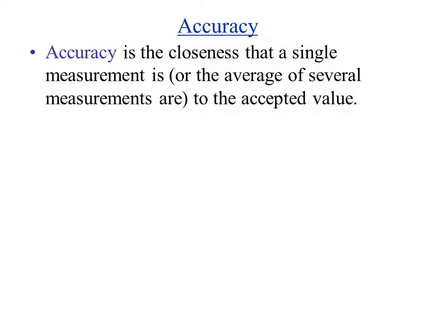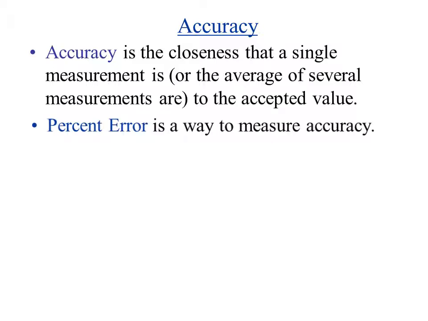Now we'll talk about accuracy and then throw them all together so you'll know the difference between precision and accuracy. Accuracy is how close your answer is to the right answer, how close you are to the accepted value. If you take a group of measurements, you can take an average and compare your average to the accepted value, but that's accuracy.